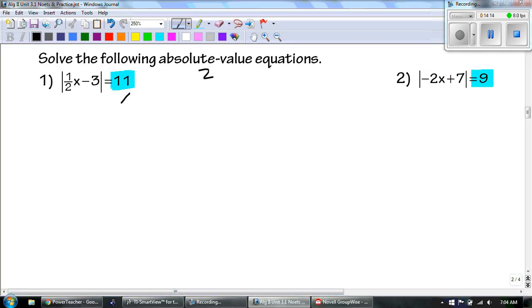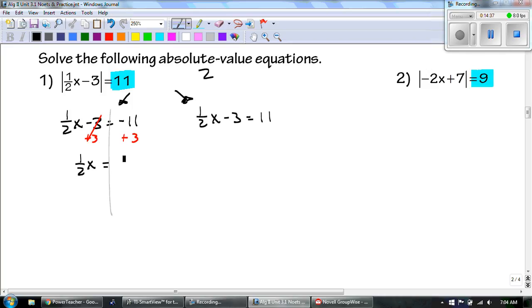So for number 1, we're going to have 2 equations. So we do 1/2 x minus 3 equals negative 11, and 1/2 x minus 3 equals a positive 11. Okay, let's go ahead and solve. Add 3 to both sides. 1/2 x. Negative 11 plus 3 is a negative 8. And then to get the x by itself, we multiply by the reciprocal. 2/1 is the same thing as 2. And we get negative 16.